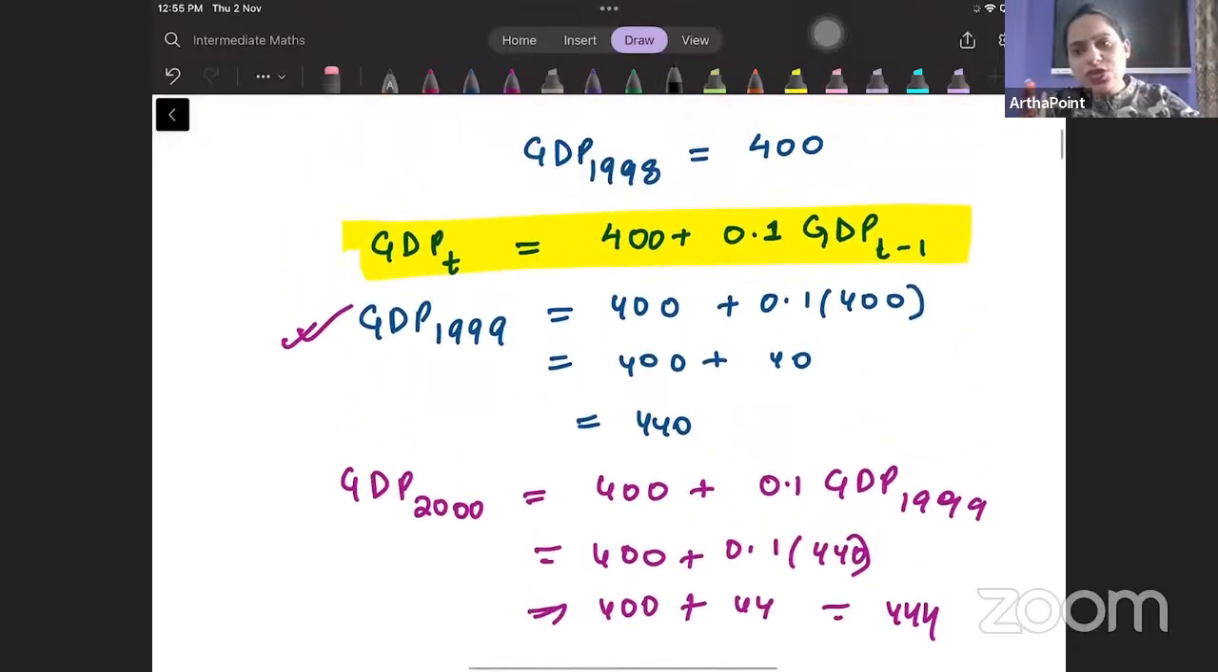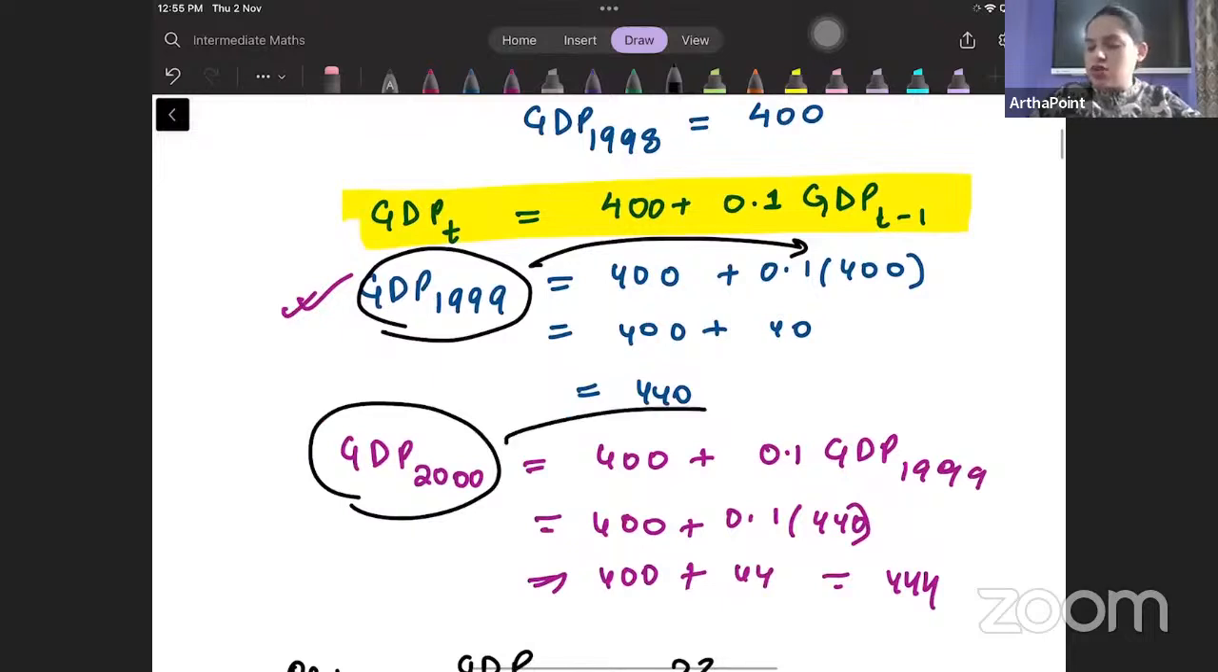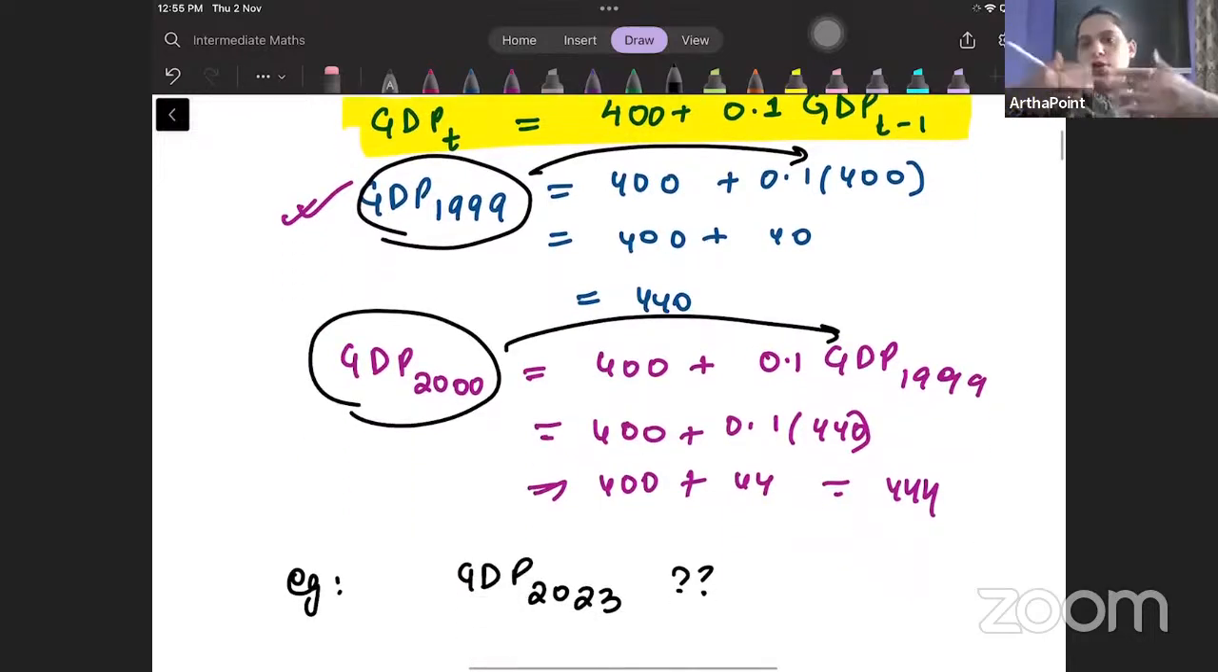Are you going to do this process 23 times? You would say, ma'am, I will link 1998 to 1999, 1999 to 2000, then 2001 to 2000, then 2002 to 2001, and so on and so forth. And then, ma'am, I will give you this. It's so long. You can't do this 23 times or 25 times. So what should you be doing?